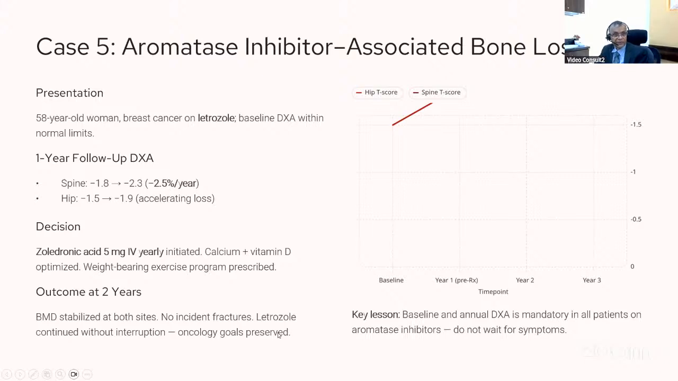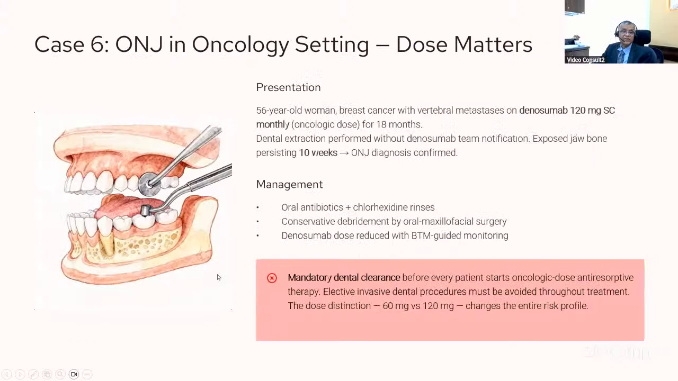Oncology goals are preserved. So for breast cancer, you have an aromatase inhibitor, letrozole, that can lead on to bone loss. So annual DEXA is mandatory in all patients on aromatase inhibitors. Do not wait for symptoms.